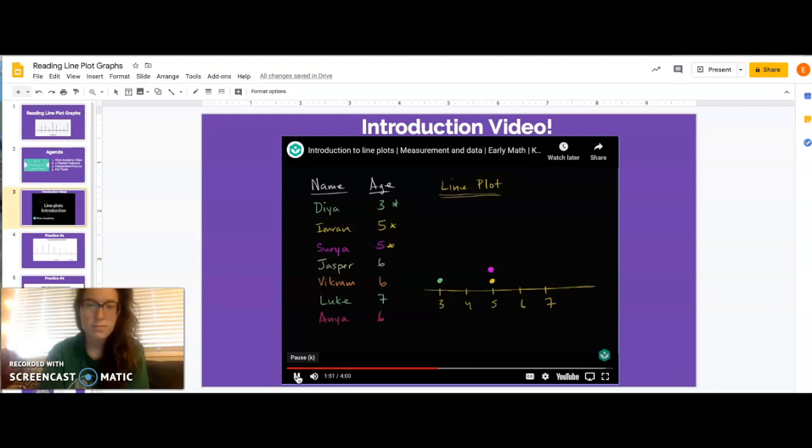Then you have Jasper, who is 6. So that's one person who is age 6. Then you also have Vikram, who is age 6. Oops, let me do that in that same color. We also have Vikram, who is age 6. So let's put him in the age 6 bucket. Then we have Luke, who is 7. So that would be a dot right over there. And then finally I have Anya, who's also age 6.